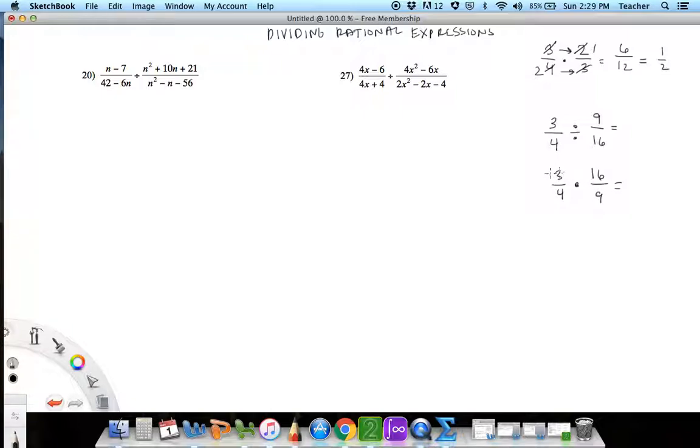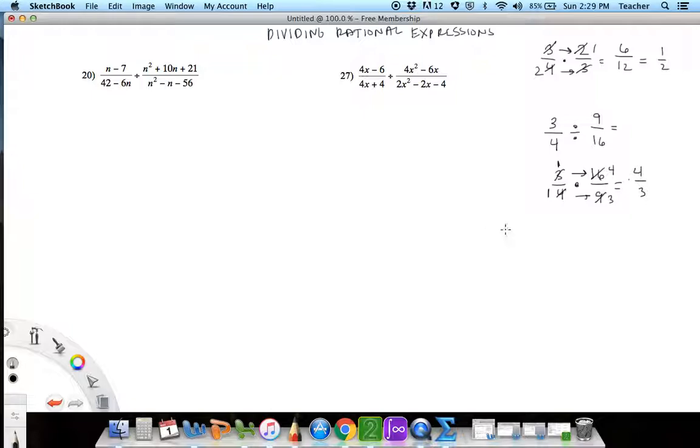So for example, I look across the way, and I see that the greatest common factor of those is 3. So I change this to a 1 and this to a 3. And then I also notice from across the way that the greatest common factor of these is 4. So this becomes 1 and this becomes 4. So my end answer would eventually be 4/3.